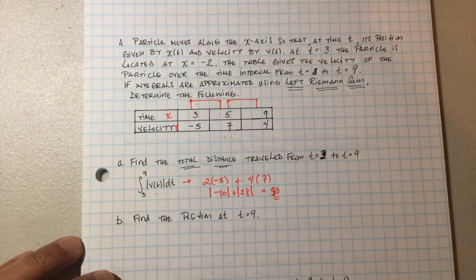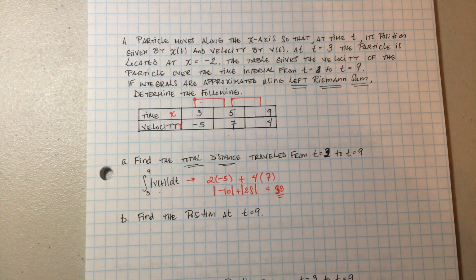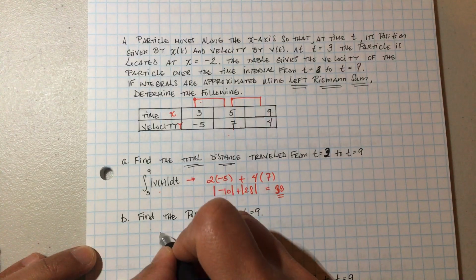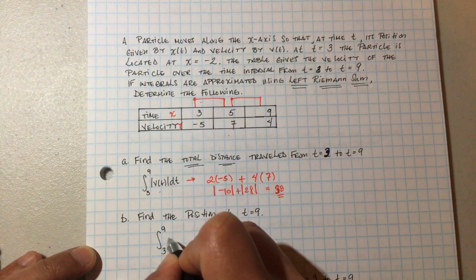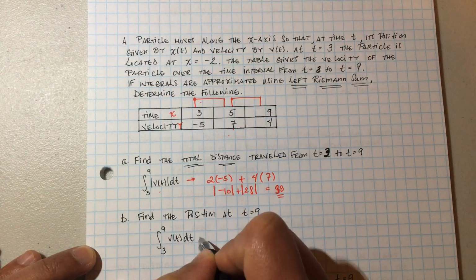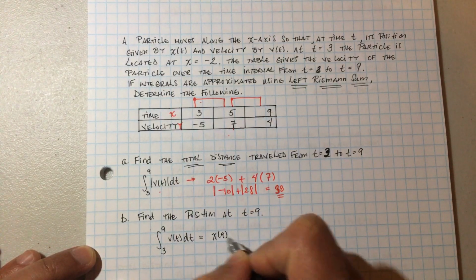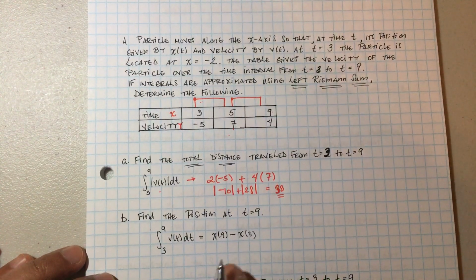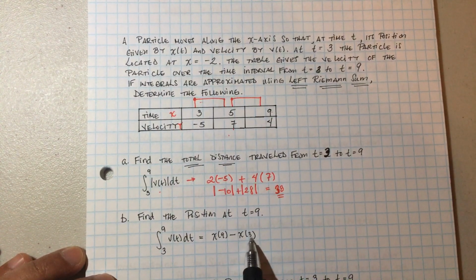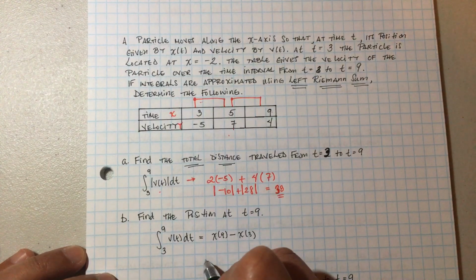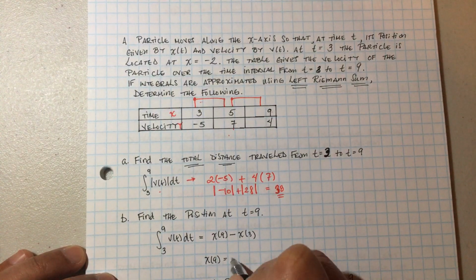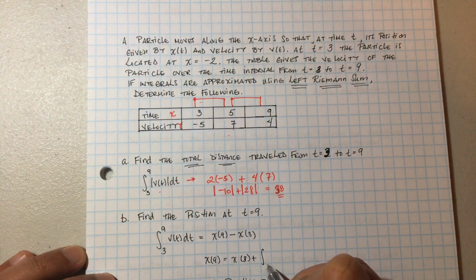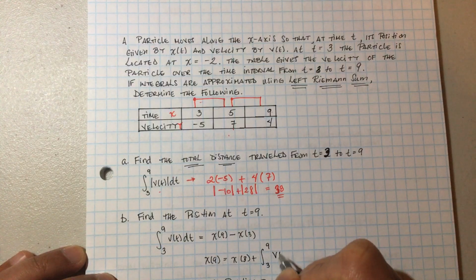Find the position, letter B, at t equals 9. Well, how do I find the position? Well, where are we going from? We're going from 3 to 9. Okay, so we're going to do the antiderivative from 3 to 9. Vt dt. That's going to give me x of 9 minus x of 3. I want to find out the position at t equals 9. Okay, so rearrange this guy, move this guy to the left. So we're going to get x of 9 is equal to x of 3 plus the antiderivative from 3 to 9, vt dt.